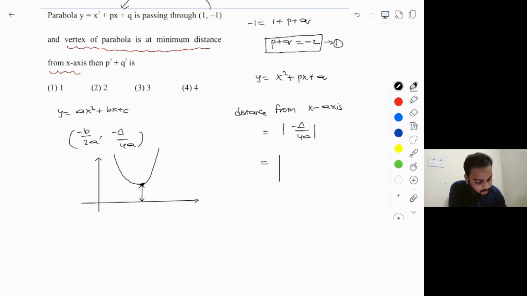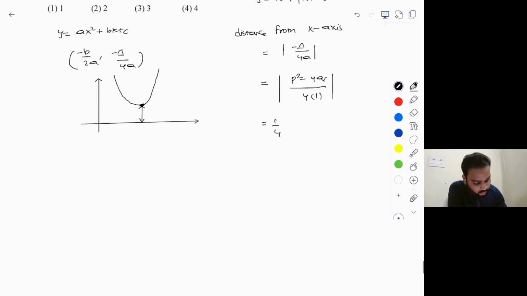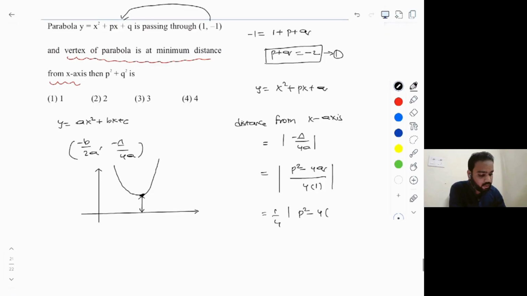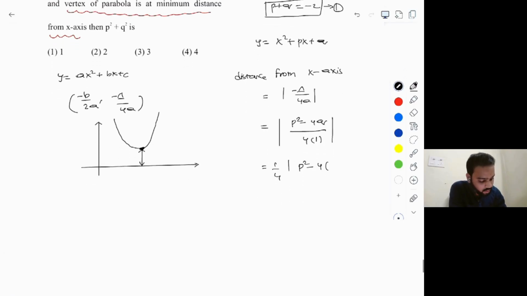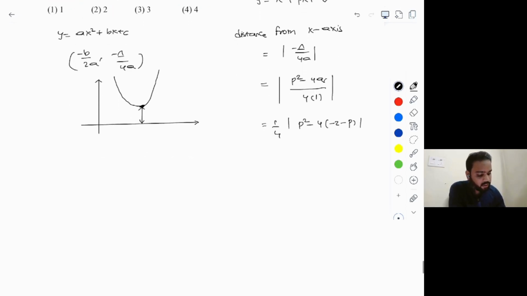So what is the delta value for this given parabola here, which is clearly p square minus 4q, b square minus 4ac, right? And whole divided by 4 times of a value, which is 1 very clearly. So which is 1 by 4 times modulus of p square minus 4 multiplied by, but I can put the value of q as what? Minus 2 minus p from the condition number 1. So minus 2 minus p value as q.